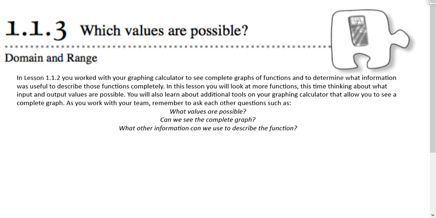In this lesson, you'll look at more functions, and this time you are going to be looking specifically at the input and output values that are possible. You will also learn about additional tools on your graphing calculator that allow you to see a complete graph. Remember to ask yourself the following questions as you work. What values are possible? Can we see the complete graph? And what other information can we use to describe this function?